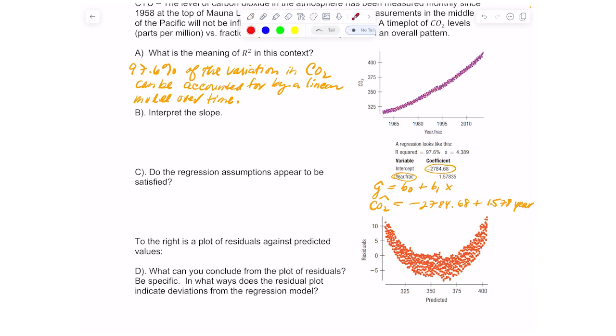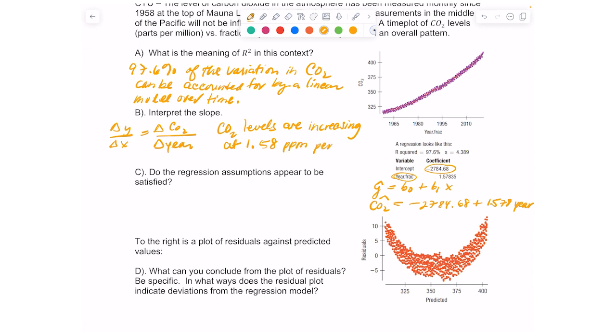If I need to interpret the slope, I know that my slope is right here. It's next to my x, so the slope is 1.57835. And if I want to interpret that, remember slope is change in y over change in x. So it's the change in CO2 compared to the change in time or year. So what this means is that CO2 levels are increasing because my slope is positive. They're increasing at what rate? At 1.58 parts per million per year.